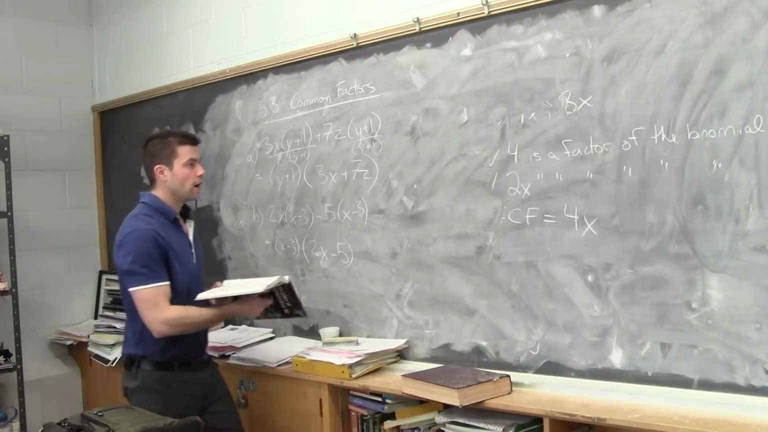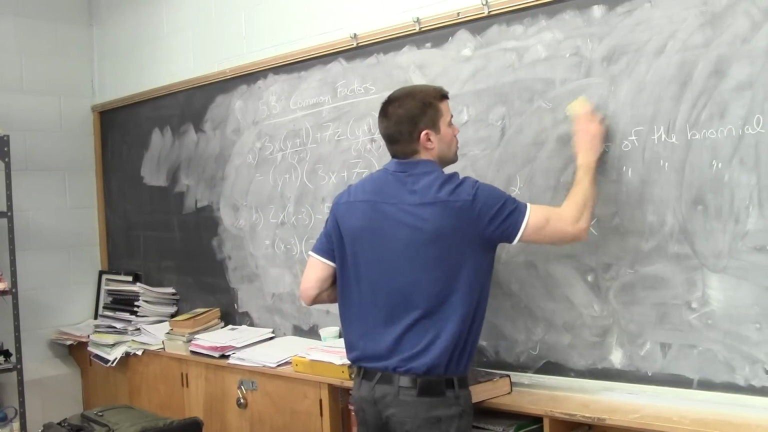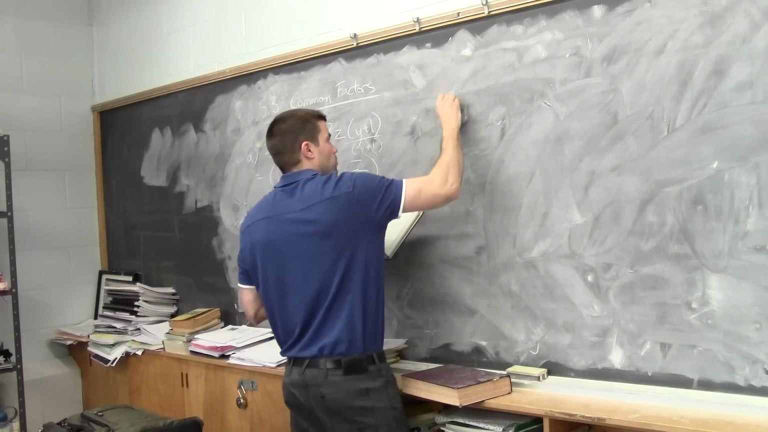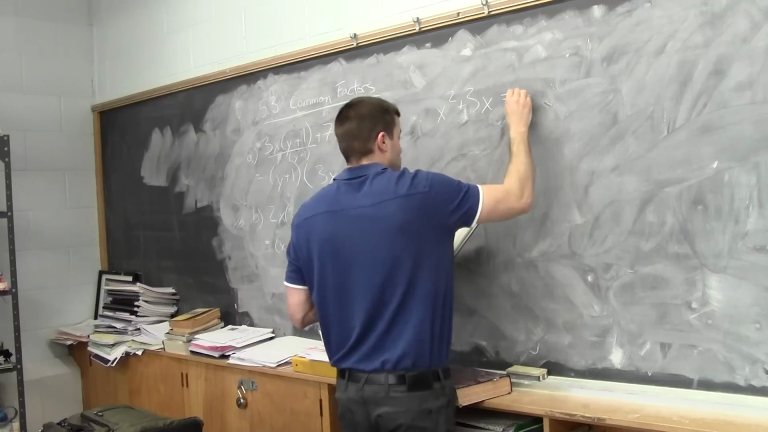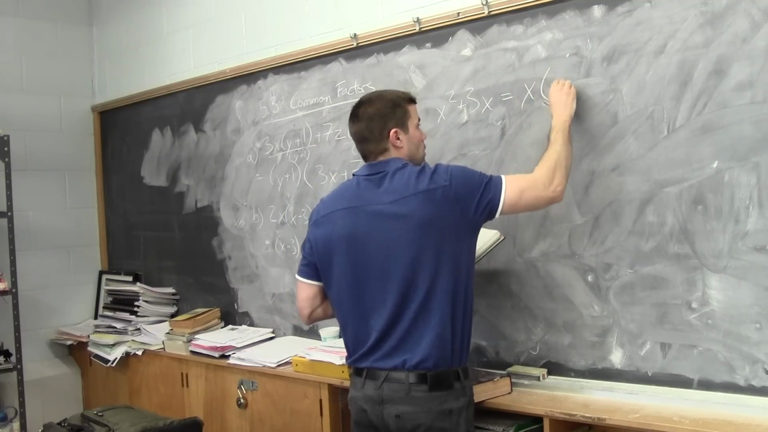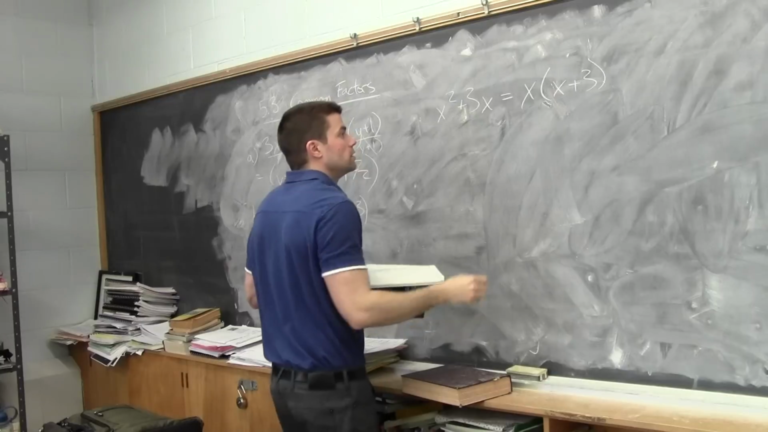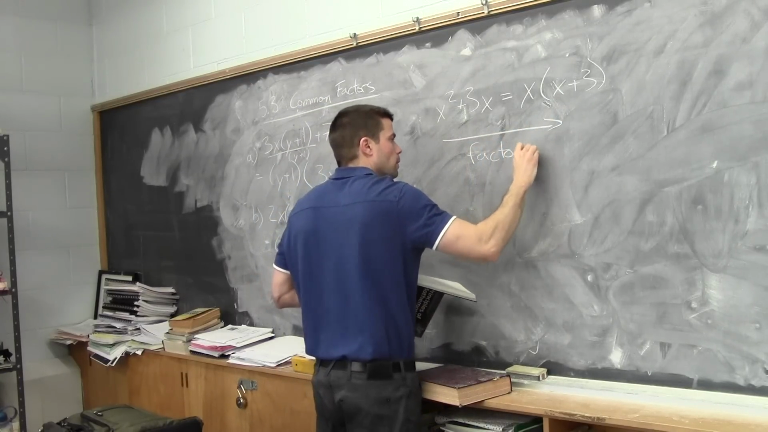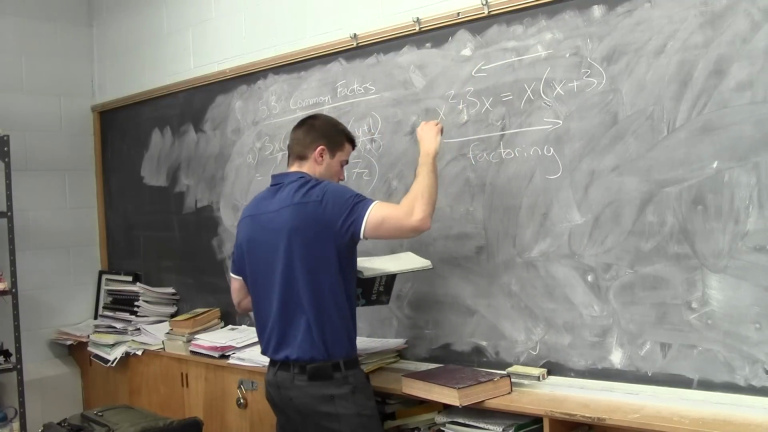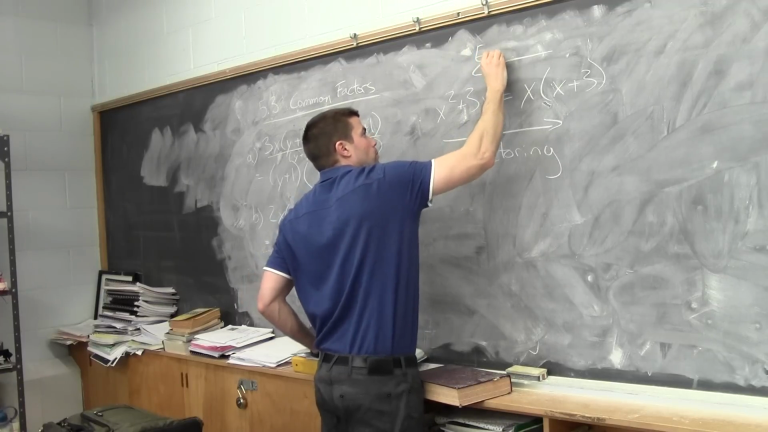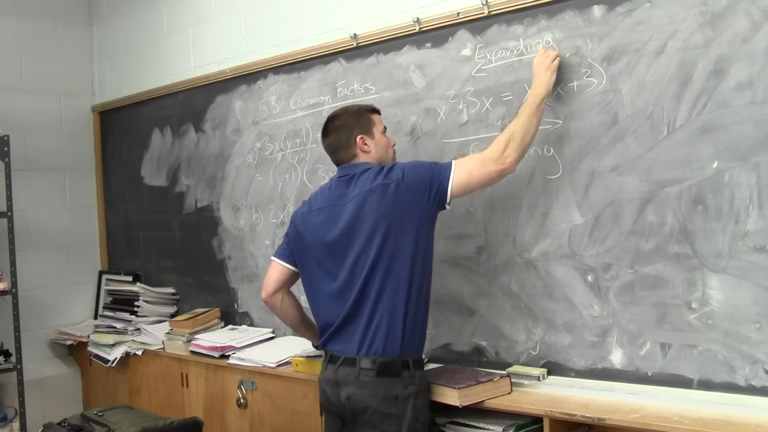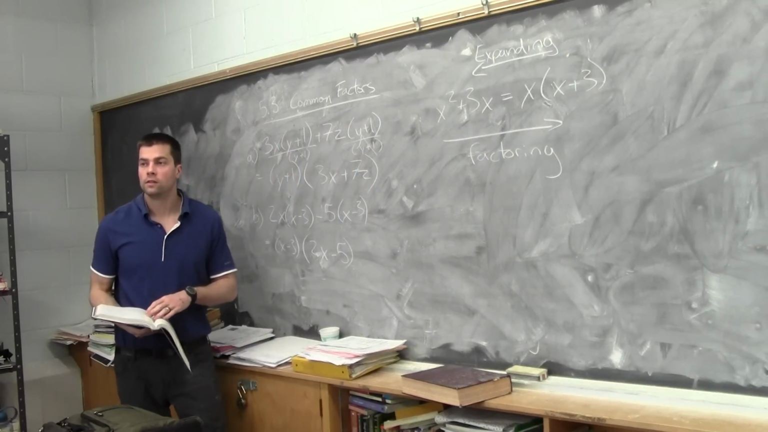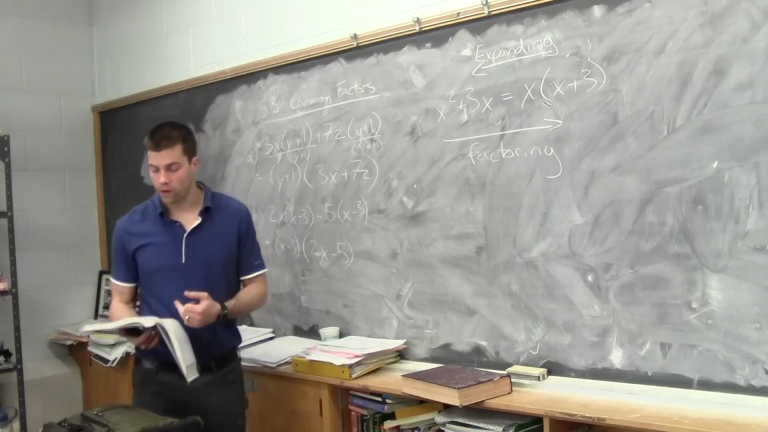All right, so when we have an expression like this, x squared plus 3x, so just as I mentioned, when we go this way, it's called factoring. And when we go this way, it's called expanding. Okay, so you guys have got familiar with expand and simplify. We're going to now get familiar with going the other way.